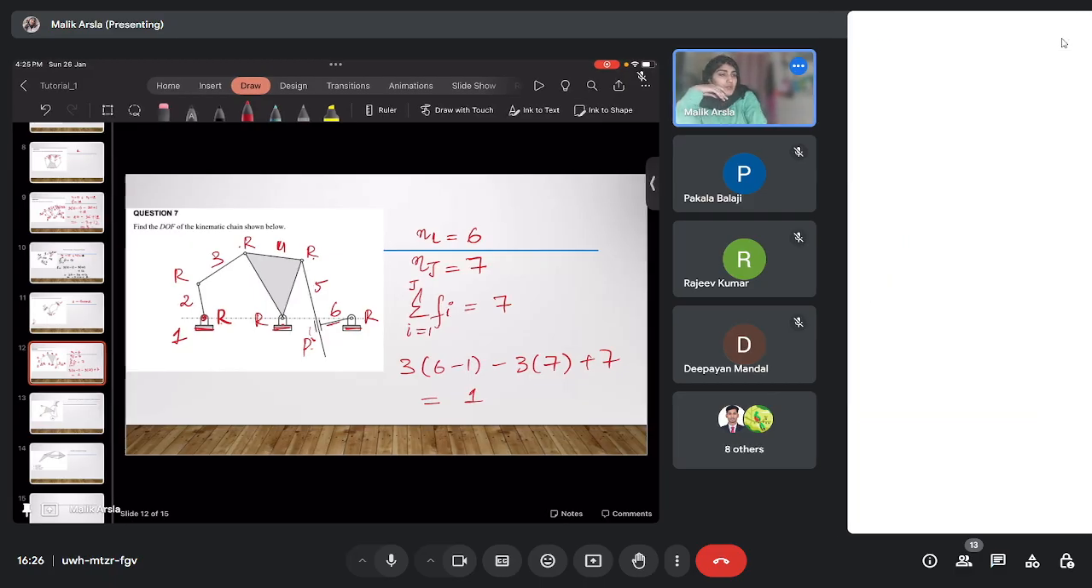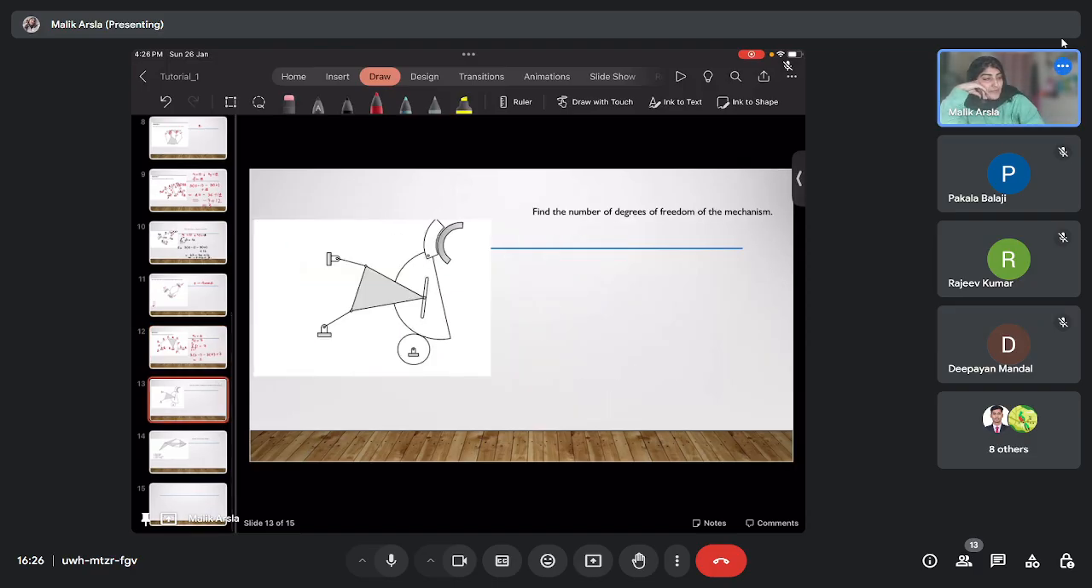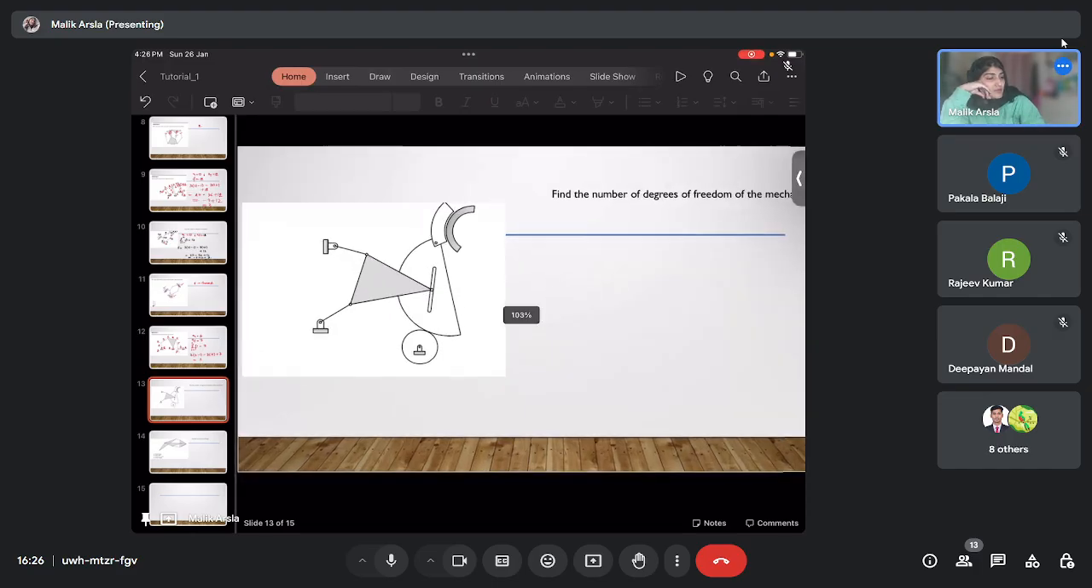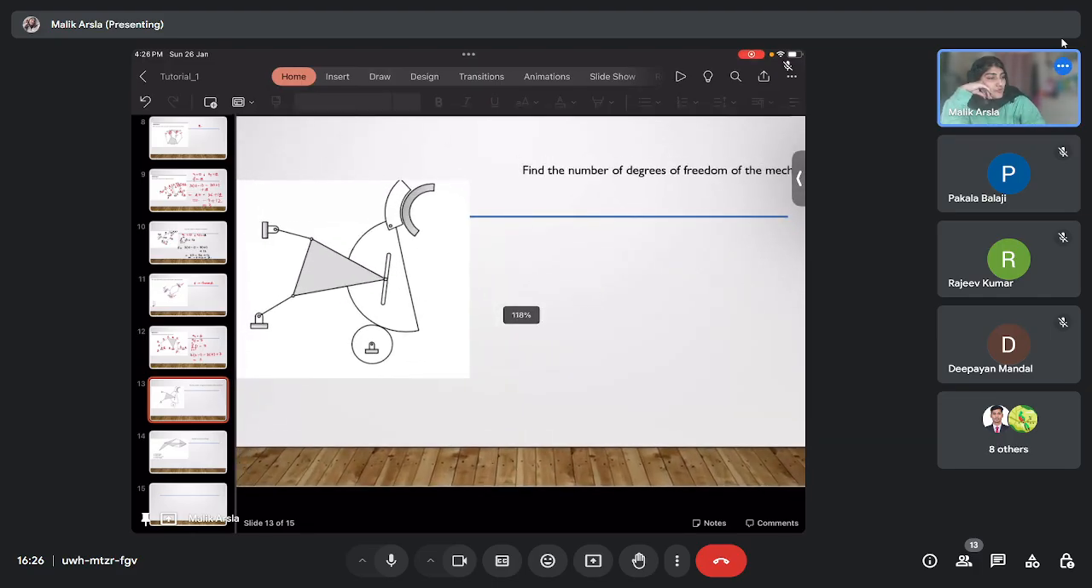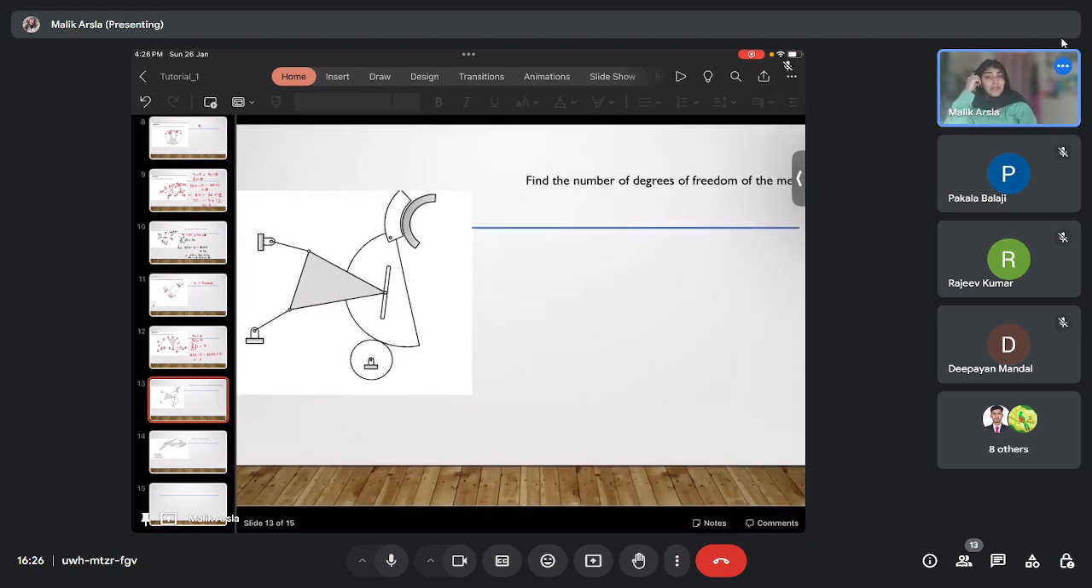Now let's move to the next question. Okay, so this one is a good question, so try to solve it, like figure out the number of degrees of freedom here. And give me a moment please, I'll be back. Till then you can do it.